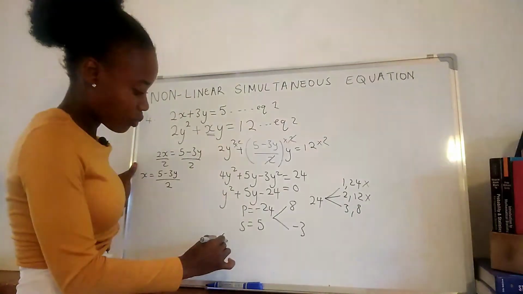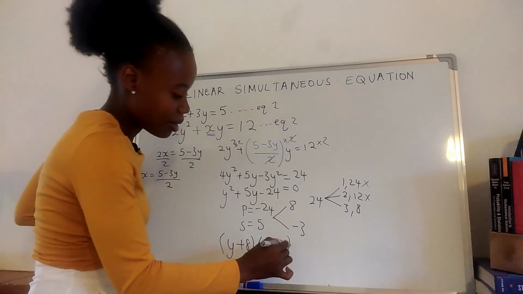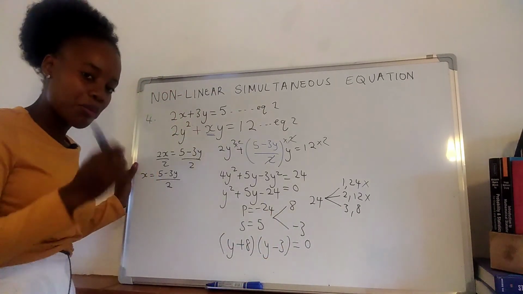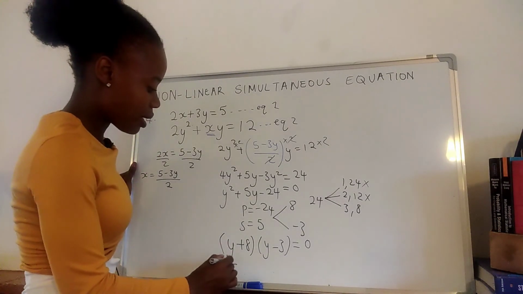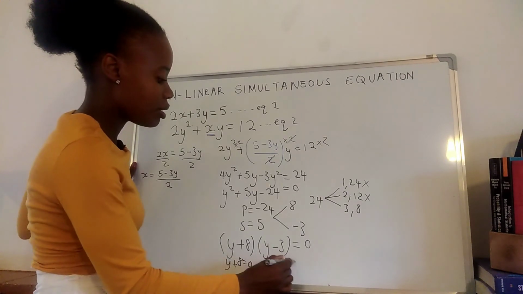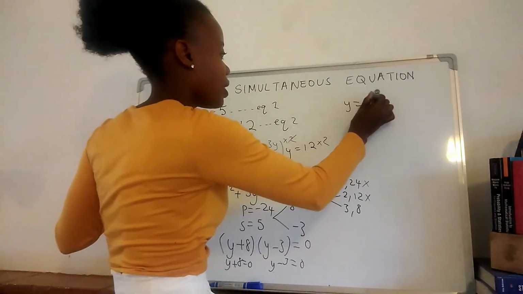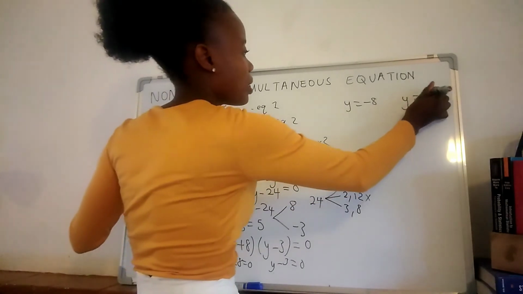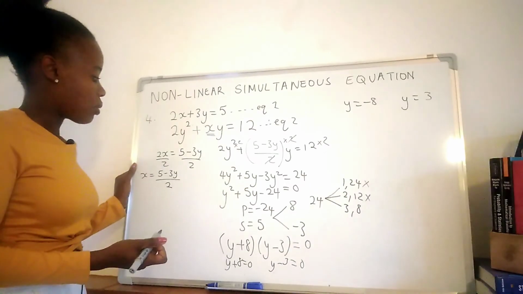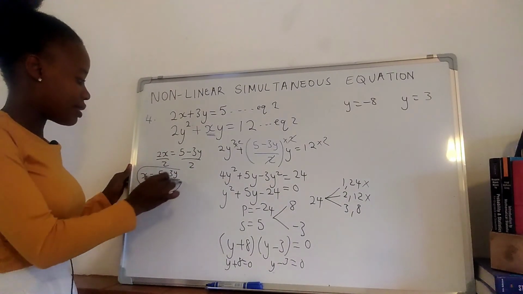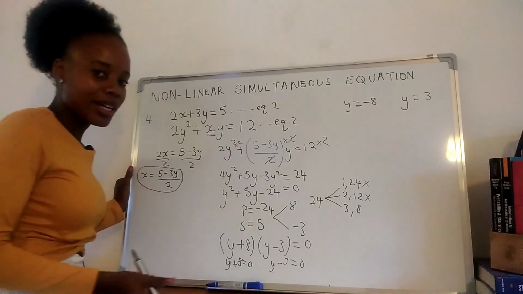So, we're going to have y plus 8 bracket y minus 3 bracket equals 0. You equate the first bracket to 0 and the second bracket to 0. So we're going to have y plus 8 equals 0, y minus 3 equals 0. We have y equals negative 8 and y equals positive 3. After we find our y, we're supposed to find our x, okay? Remember, we said x is this. So we're going to substitute our negative 8 and our 3, okay?